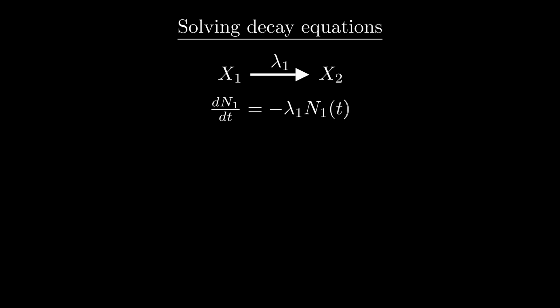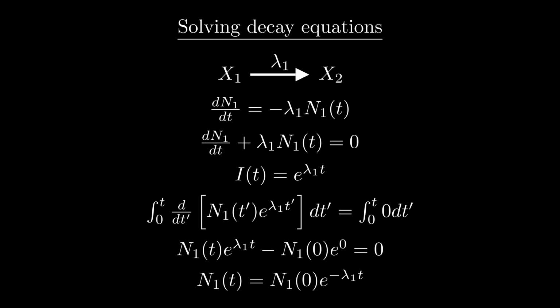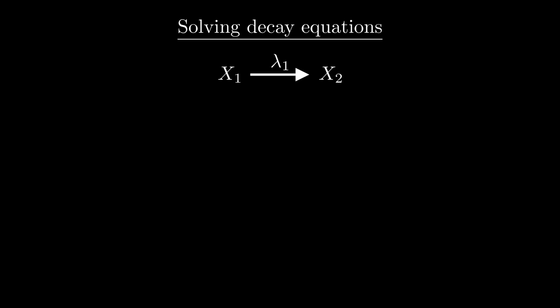So we can do a little rearranging and then solve this first order linear ordinary differential equation with the help of an integrating factor, which in this case is equal to e to the lambda 1 t. And then we do a little calculus and solve for N1 of t. Our final expression is N1 of t is N1 at t equals 0 times e to the negative lambda 1 t, classic exponential decay. For X2, we can also set up a differential equation.